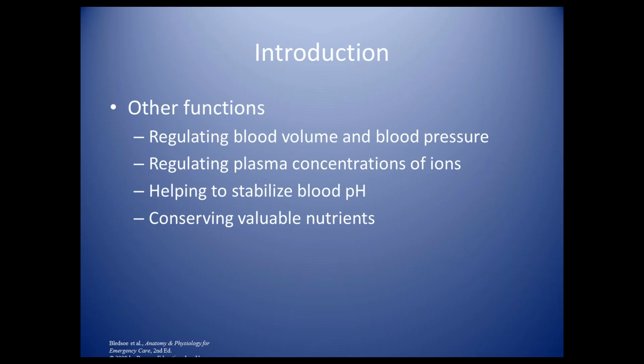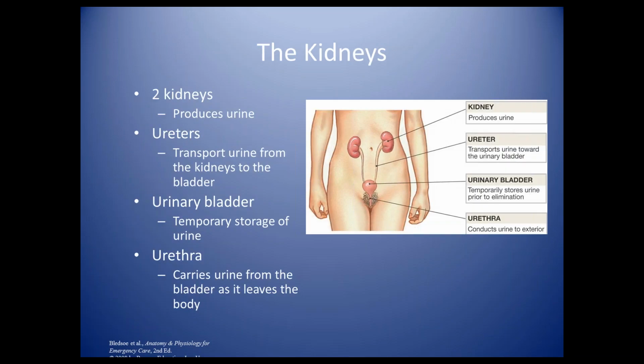Plasma concentration of ions to help stabilize the blood pH. So when we deal with our acid base, our kidneys and liver are going to be a huge function with clearing metabolic processes, as well as dealing with our lungs, dealing with respiratory. So these are going to be compensatory factors dealing with our pH.